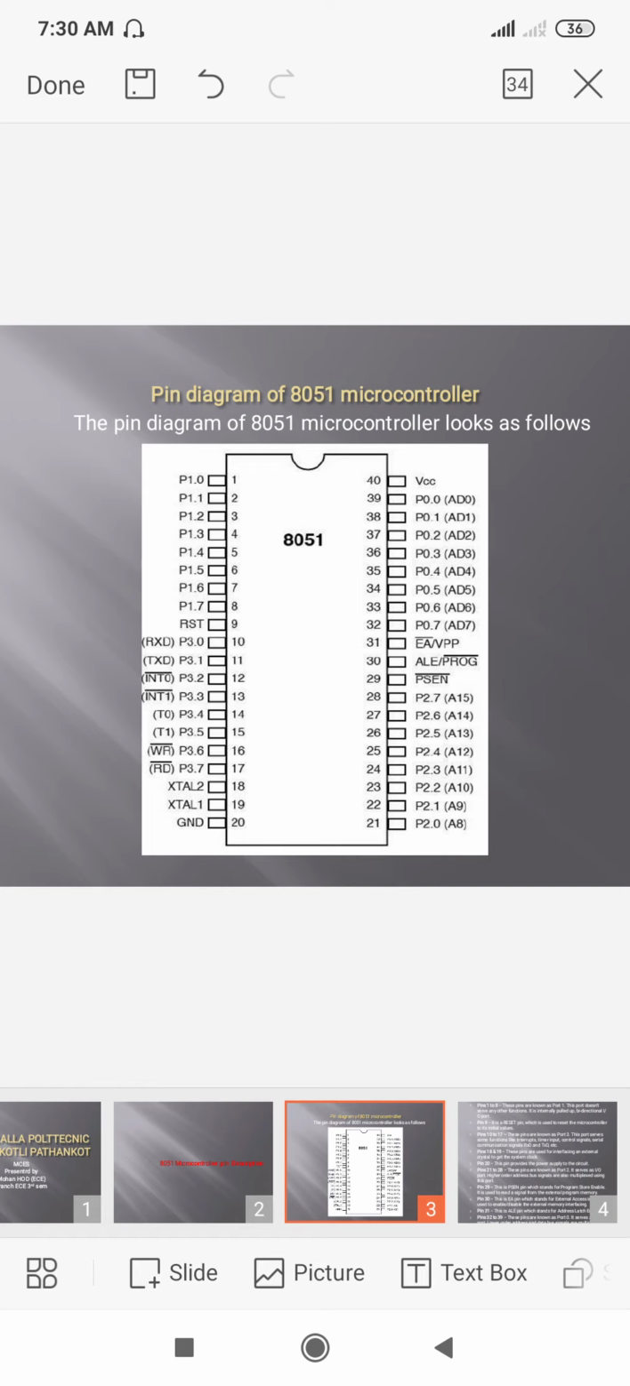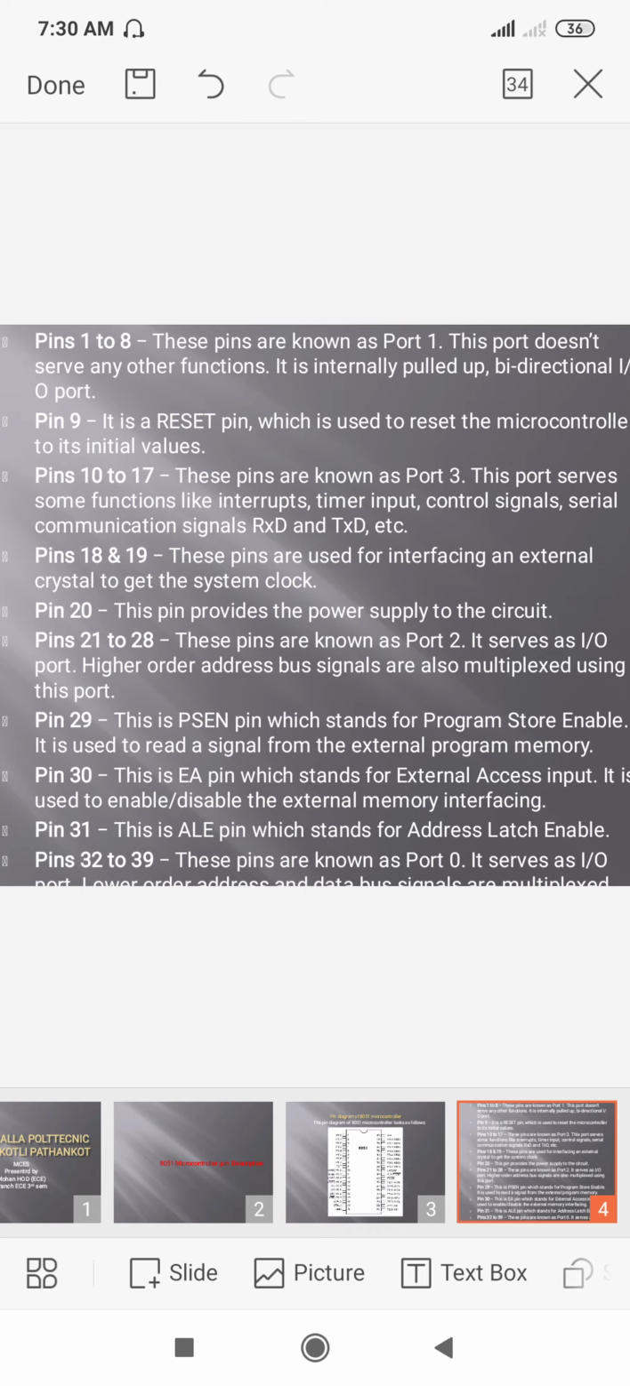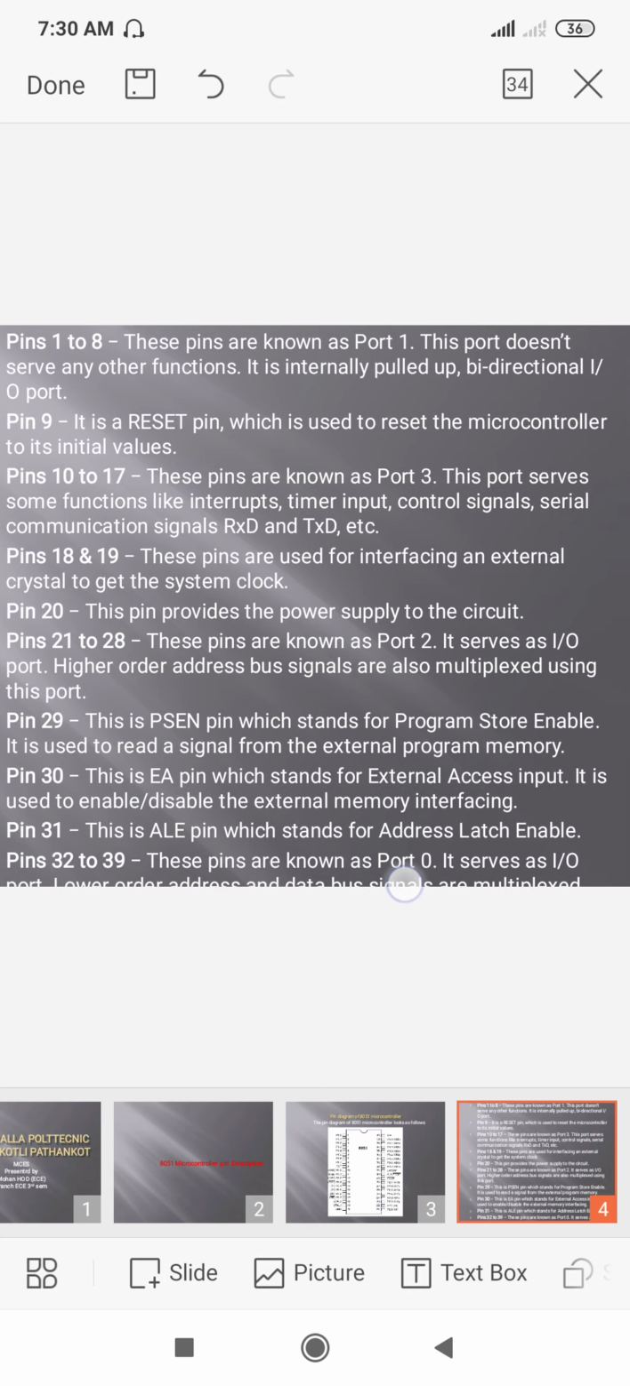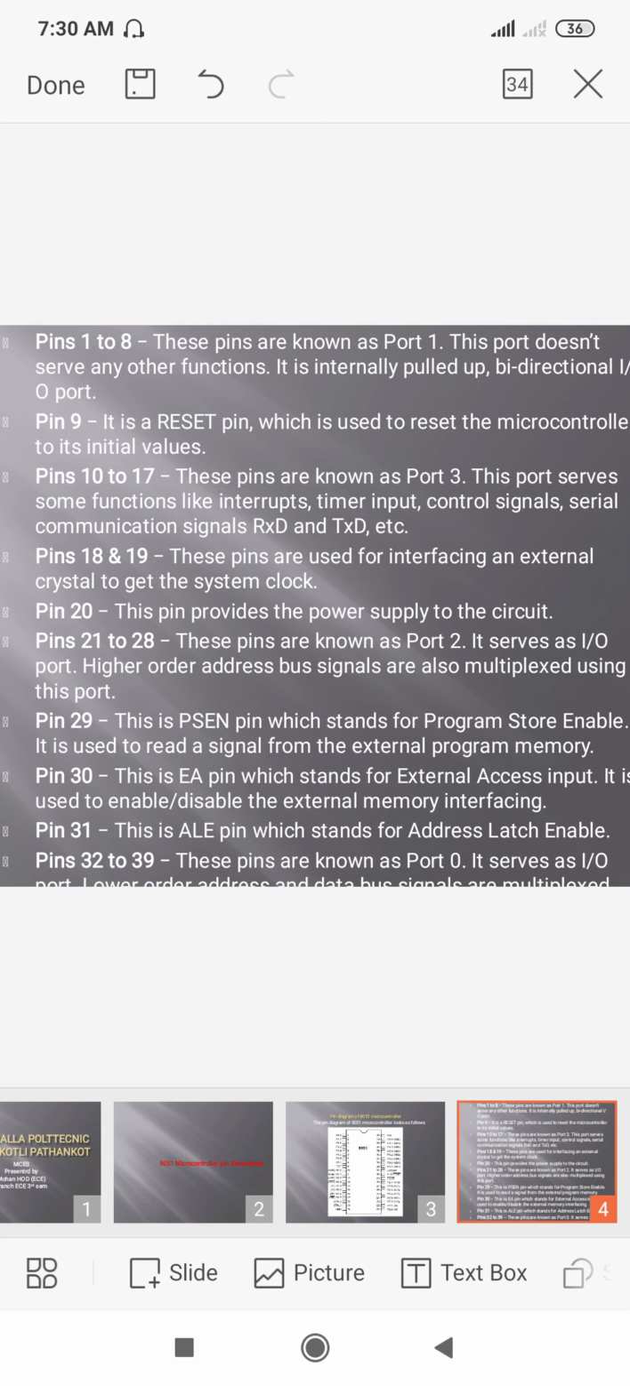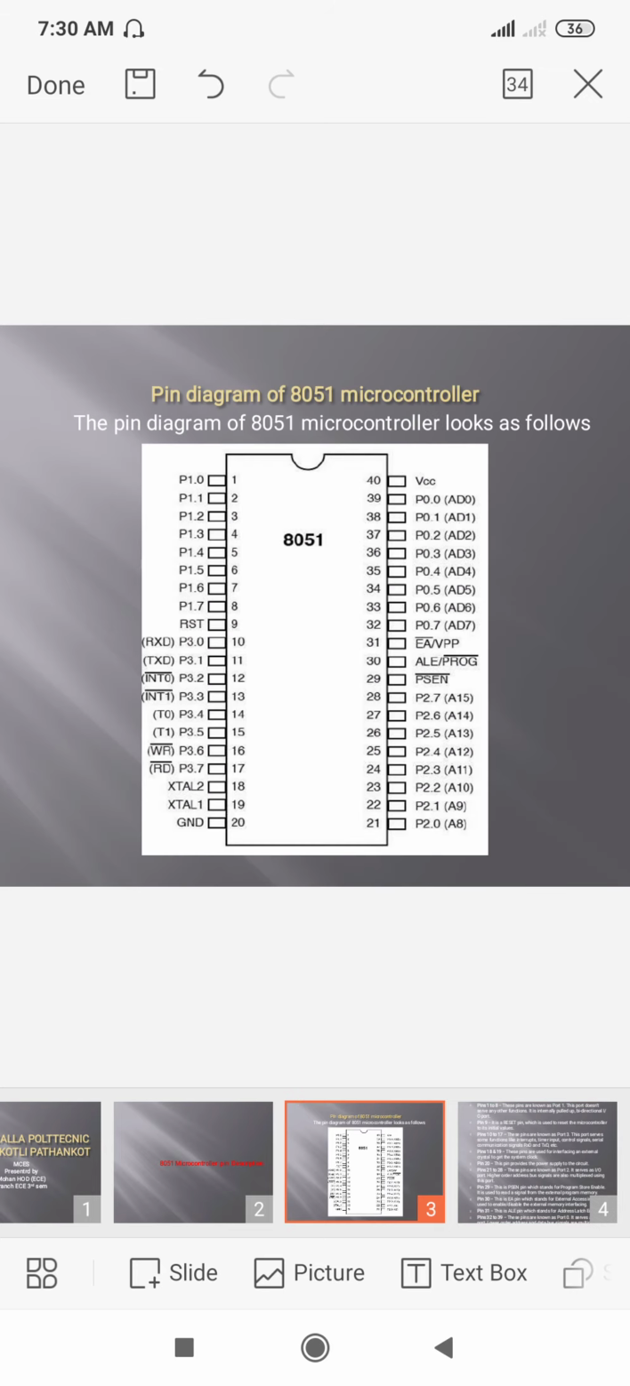And pin 29 is the PSEN pin, which stands for program store enable. It is used to read signals from the external program memories.